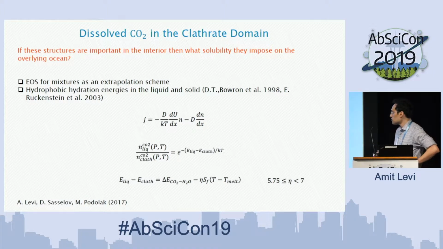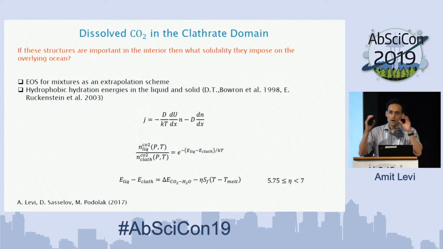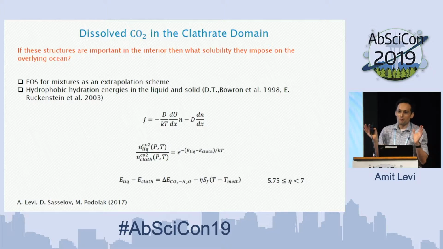So we took advantage of data that is known from the chemical literature on hydration shell energies, and we used Kramers' theory for Brownian particles to relate the solubility of CO2 in the liquid to the solubility of CO2 in clathrates. I forgot to mention that I want to concentrate on a very specific problem, where the seafloor of the ocean is clathrates rich in CO2. So we built this theory that could tell us what the solubility of CO2 in the liquid would be when in equilibrium with clathrates.